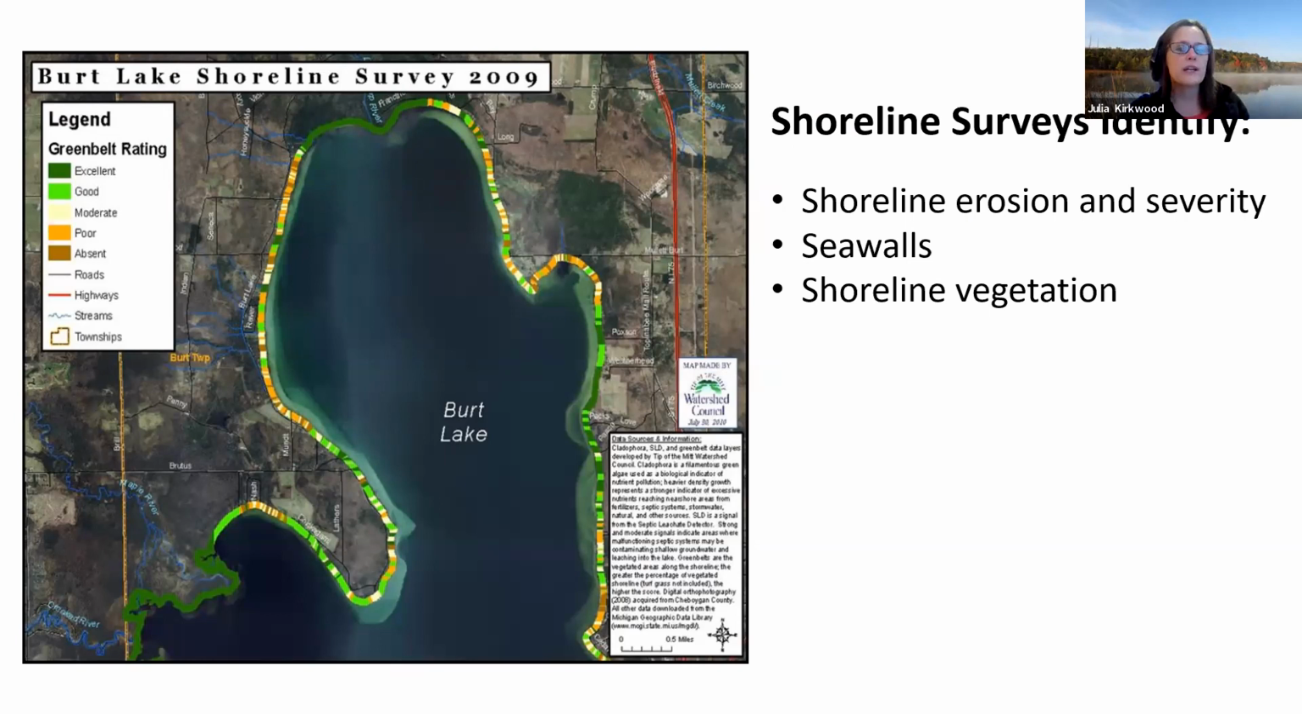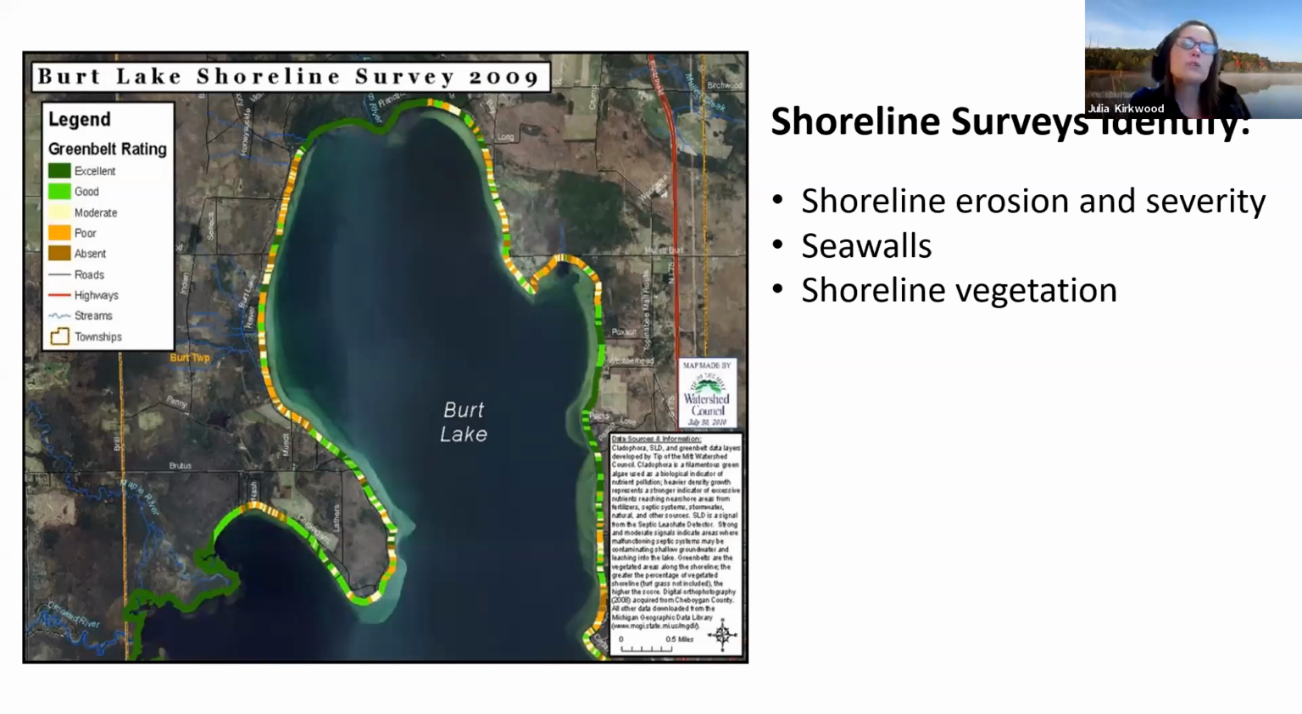The worst part is where it says absent. The erosion and seawalls will have big red marks as well. And so what that does is it gives you an indication of where you need to spend your time and efforts on restoring those aspects.